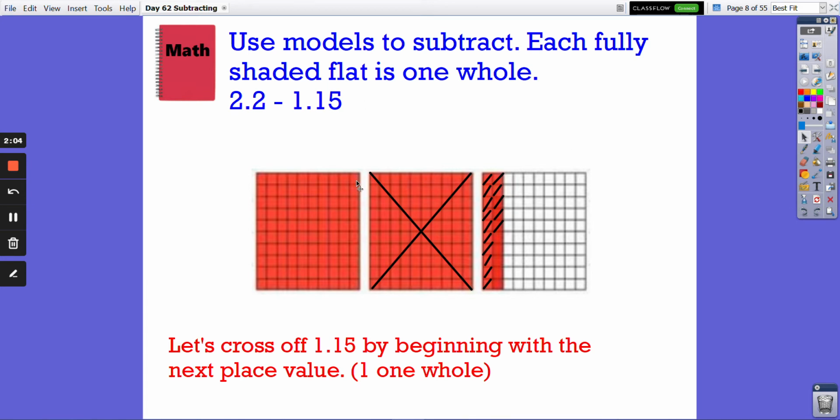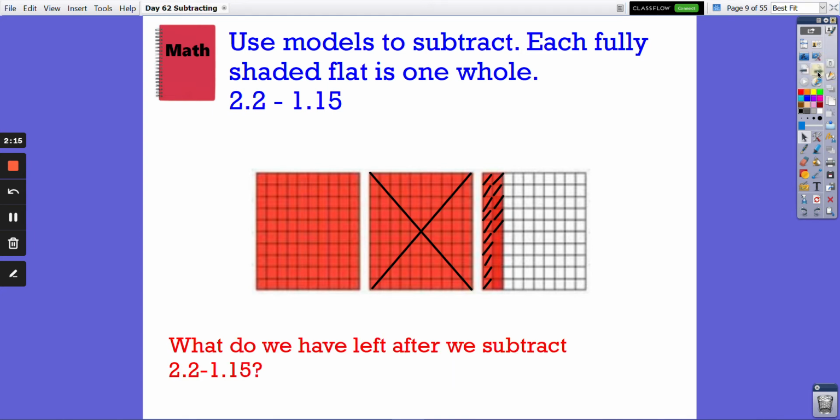So now that we've crossed off or taken away 1 and 15 hundredths, let's see what we have left. I have 1 whole still left, and I have 1, 2, 3, 4, 5 hundredths left. 1 and 5 hundredths is the difference between 2 and 2/10 and 1 and 15 hundredths. All we did was we crossed off what we were taking away.